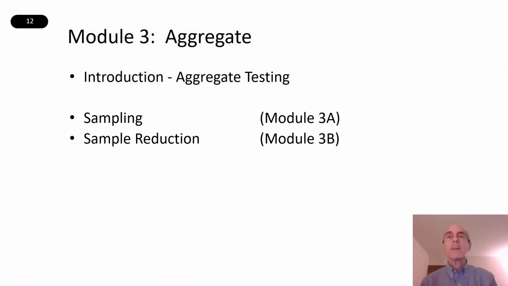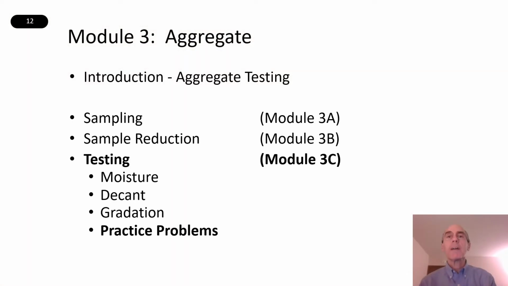In this final segment of Module 3C, I will guide you through a practice problem showing you the calculations for moisture, decant, and gradation. Since this is all pre-recorded, you're encouraged to follow along and then to pause the video at appropriate steps so that you can perform the calculations on your own. You will need the separate ICAT in-class problems document for this section.